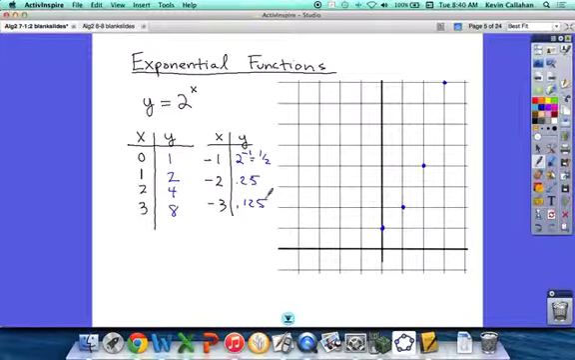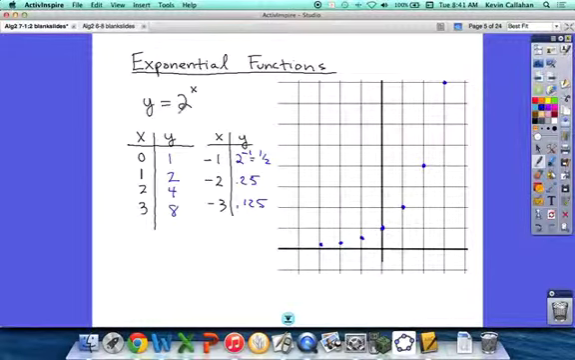Okay, now see what happens if I add those points to the graph, right? At x equals negative 1, I get half. X equals negative 2, I get 0.25. X equals negative 3, I got 0.125. Okay, now, what do you think would happen if I put in 2 to the negative 4? It would be even smaller, right? And if I kept going to the left, it's going to get smaller and smaller and smaller.